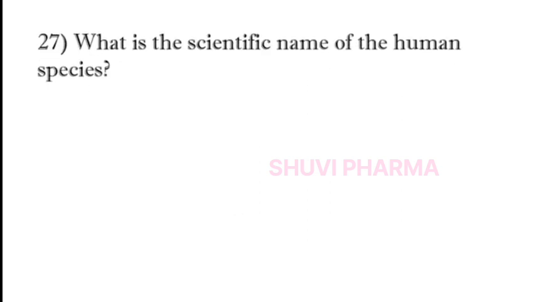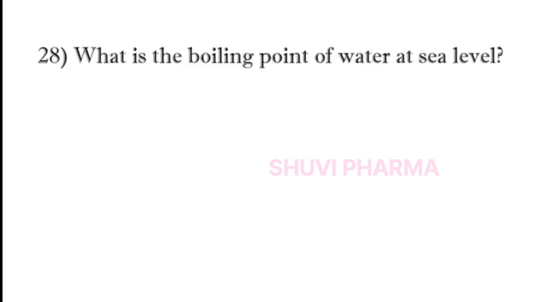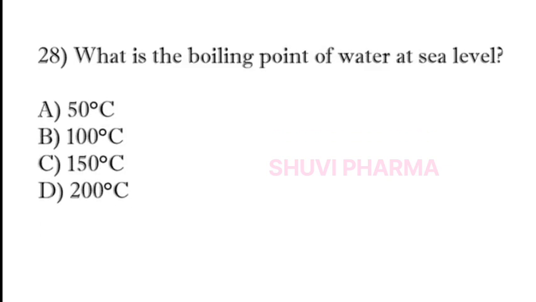What is the scientific name of the human species? Homo sapiens, Homo erectus, Homo habilis, none of these. The correct answer is option A, Homo sapiens. What is the boiling point of water at sea level? 5 degrees Celsius, 100 degrees Celsius, 150 degrees Celsius, 200 degrees Celsius. The correct answer is option B, 100 degrees Celsius.